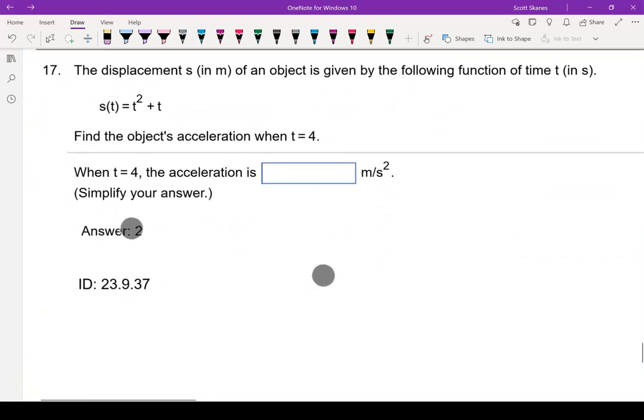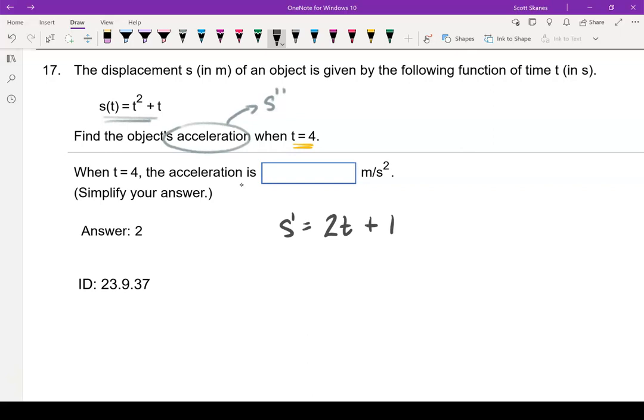Question 17, last one. The displacement in meters of an object is given by the following function. Find the object's acceleration when t is 4. Well, acceleration is the second derivative, and I'm going to put time equals 4 into this. So the first derivative is 2t plus 1. The second derivative is 2.